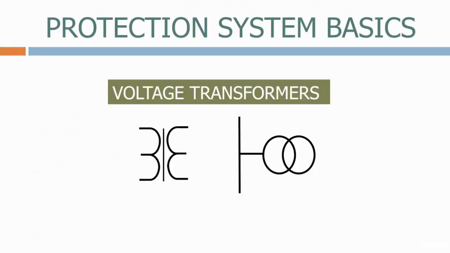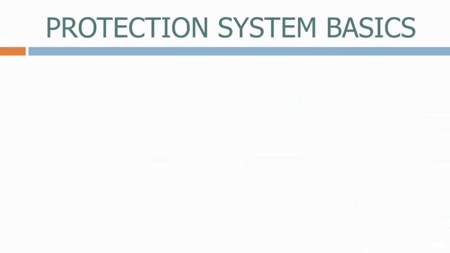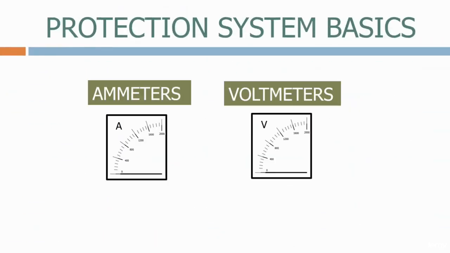We then have voltage transformers. These are the two common symbols that we use. These transform the high voltages found on a primary system into a lower voltage that can be used on a protection system. To indicate the level of the currents and voltages on the system, we use ammeters and voltmeters. And we use them widely throughout the course to show what's happening with the currents and voltages.